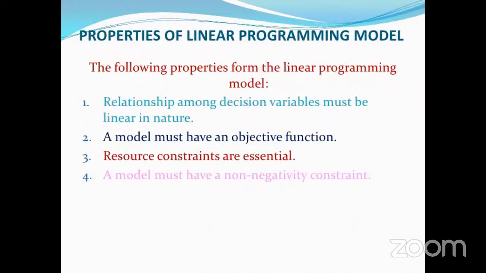Then the properties of a linear programming model. The following properties form the linear programming model. One, the relationship among decision variables must be linear in nature. A model must have an objective function, and the resource constraints are essential. Constraints are nothing but the conditions. So resource conditions are essential, and a model must have a non-negativity constraint.